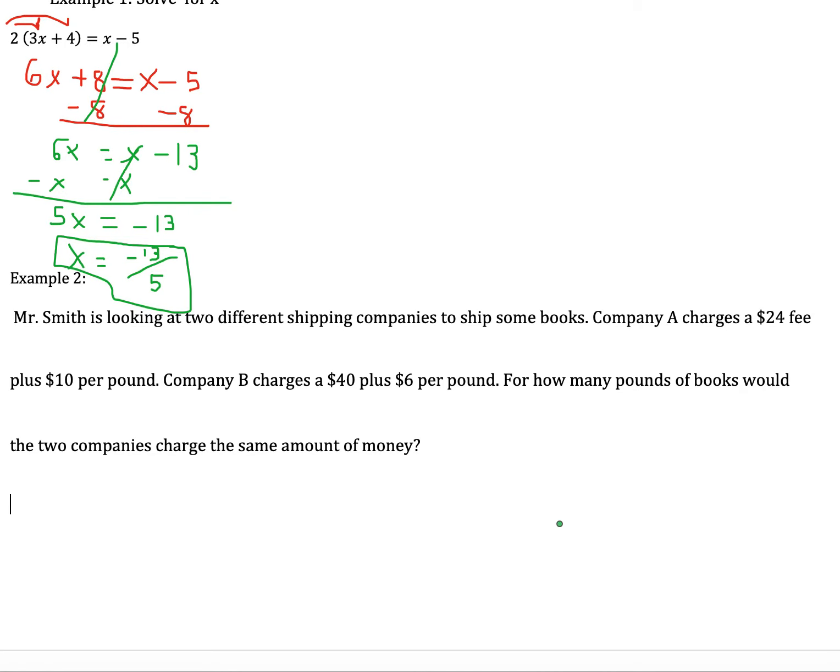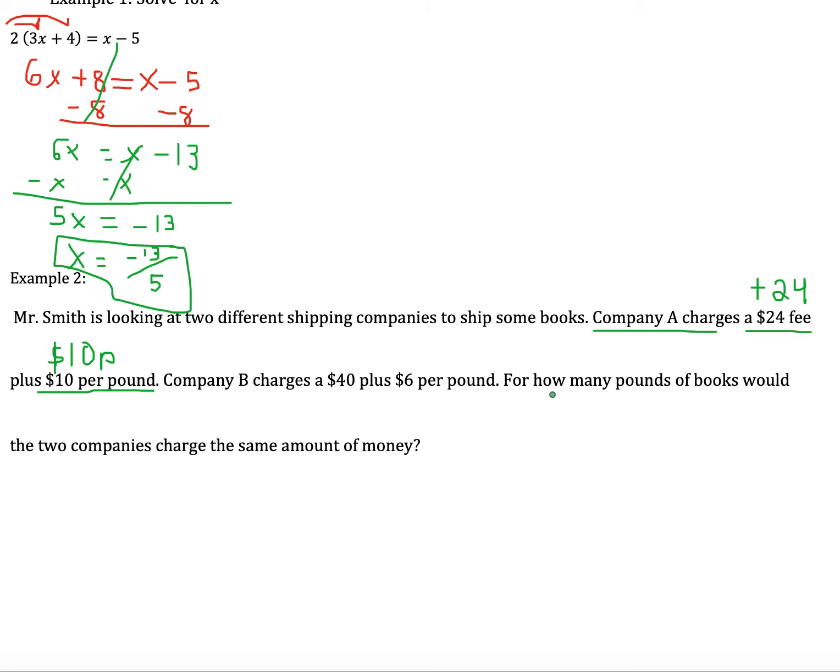So here, Mr. Smith is looking at two different shipping companies to ship some books. Company A charges a $24 fee plus $10 per pound. Company B charges $40 plus $6 per pound. For how many pounds of books do the two companies charge the same amount? So just by looking at here, Company A is a $24 fee, so that's a flat rate. So we're just adding it, no variable included, it's a flat rate. And then plus $10 per pound. This is going to include p, p being the amount of pounds.